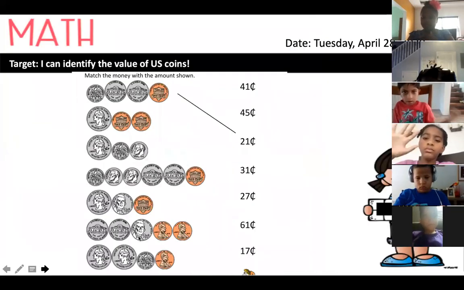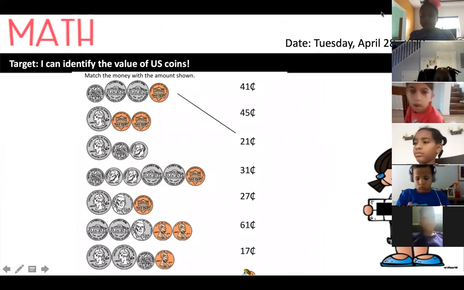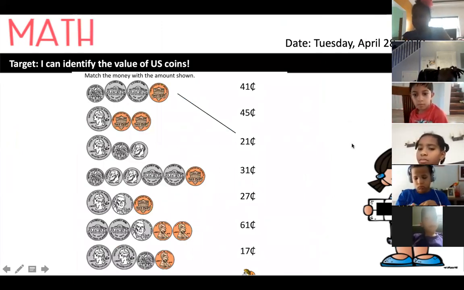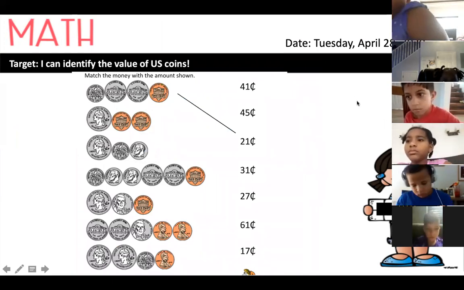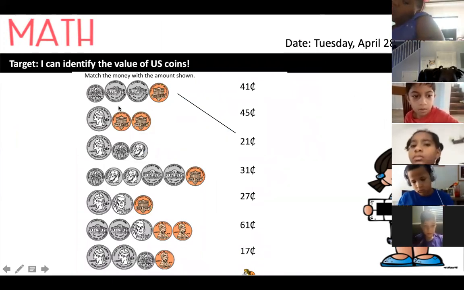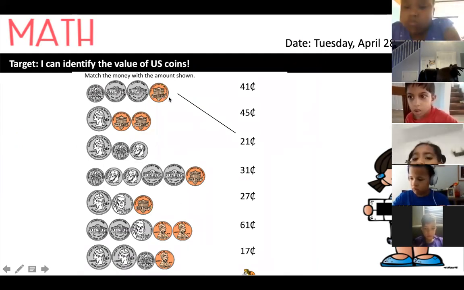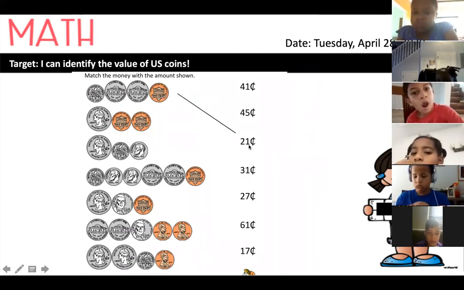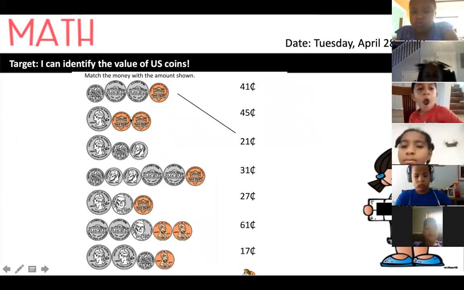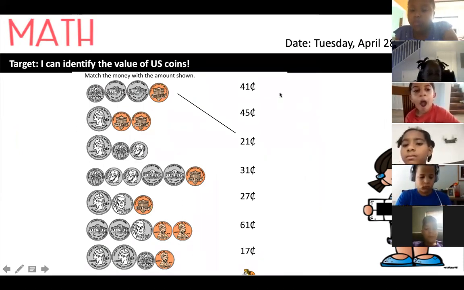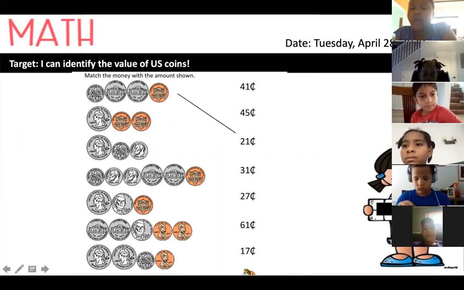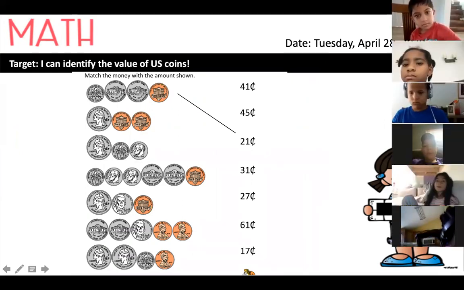Okay, good. So let's just quickly have a look at counting some collections of coins, okay? So we have the first one done for us. We see there's a dime and 2 nickels and 1 penny, and that gives us 21 cents. What is the value of this second collection? Raise your hand if you'd like to share.